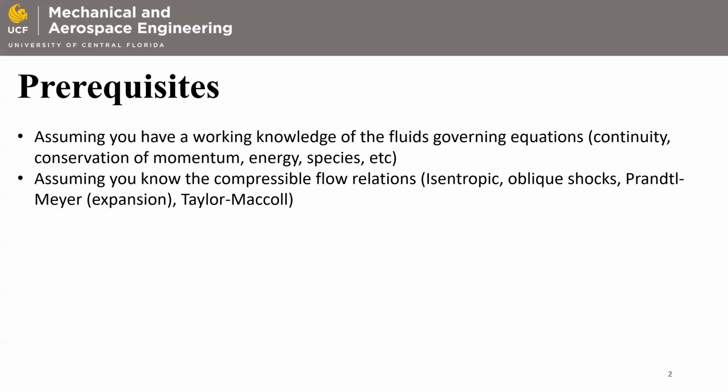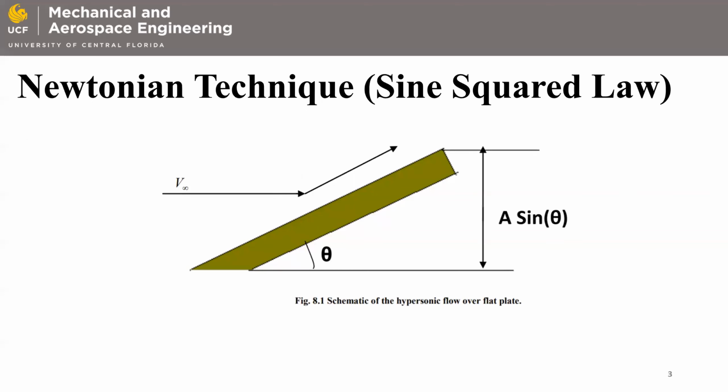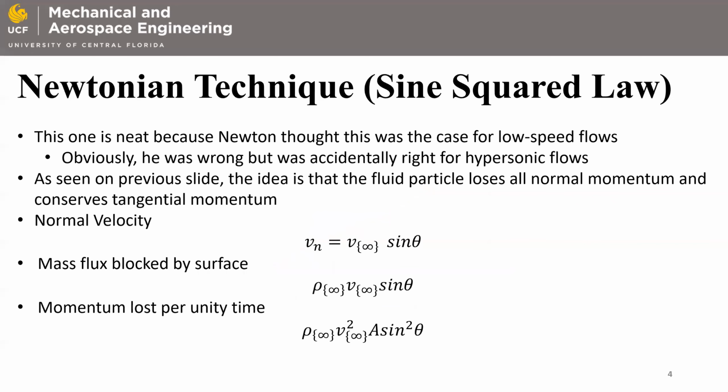So I'm assuming you have a working knowledge of the fluid governing equations: continuity, conservation of momentum, energy, species, that kind of stuff. And I'm also assuming you're familiar with the compressible flow relations, specifically the isentropic relations, oblique shocks, Prandtl-Meyer, and Taylor-Maccoll equations. So this first method is kind of neat because Newton came up with it for low speed flows, and he was completely wrong. But essentially, he was accidentally right for hypersonic flows, which is kind of interesting.